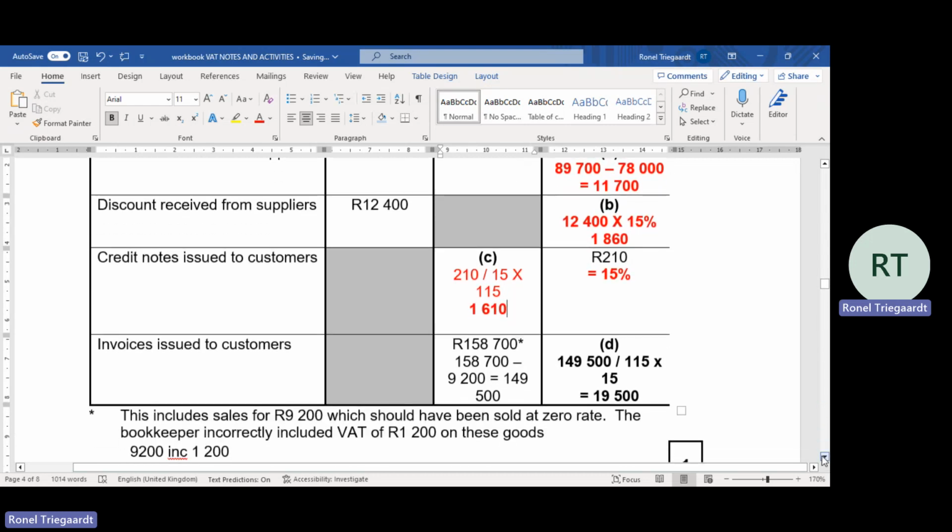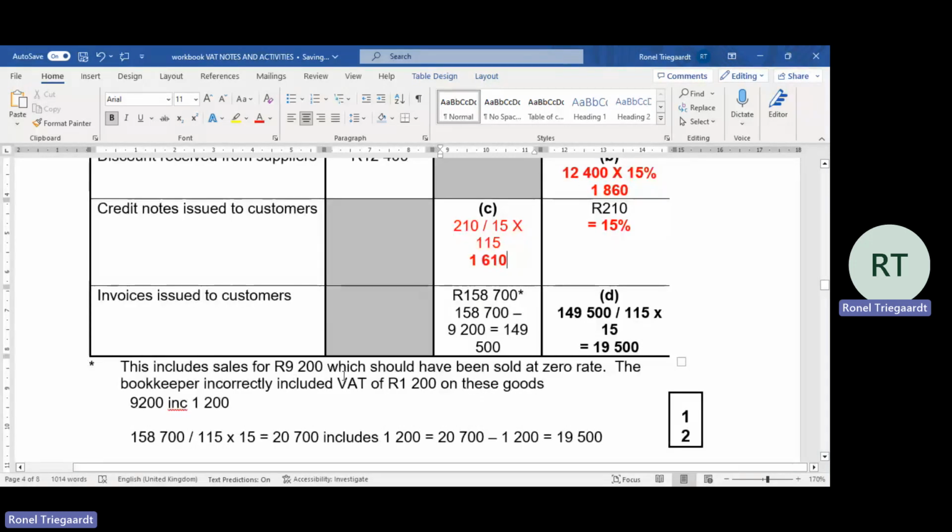This is the story. This includes sales of 9,200 which should have been sold at 0 rate. In other words, it's goods like brown bread, tinned fish, vegetables, fresh vegetables, fresh fruit. So that invoice amount, I first have to minus the 9,200. Why? Because that is VAT 0 rated. So what is the amount I have to work with?